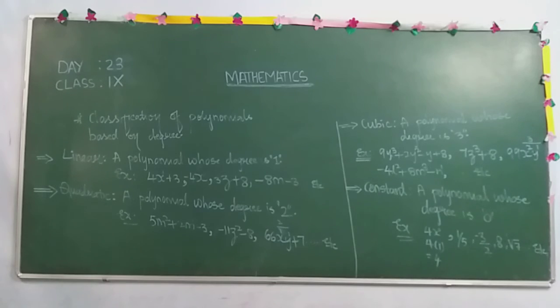Till now we have studied the applications of polynomial in our daily life, then constant, degree of the polynomial, what is a variable, polynomial in 1 variable, 2 variables, what are terms, what is degree, then classification of polynomials based on terms and classification of polynomials based on degree. Based on terms, we found monomial, binomial, trinomial and multinomial. Based on degree, linear, quadratic, cubic and constant.